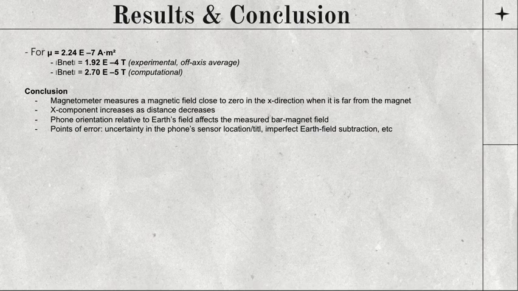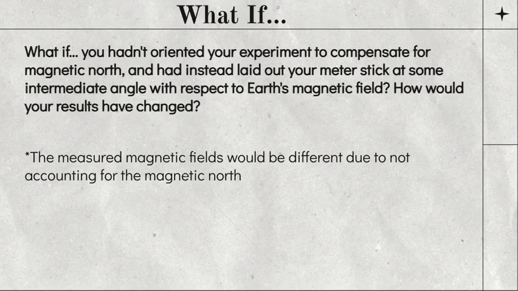The phone orientation relative to the Earth's field affects the measured bar magnet field, and there are certain points of error that can cause the difference between the computational and the experimental model, including uncertainty in the phone center location, tilt, imperfect Earth field subtraction, etc.